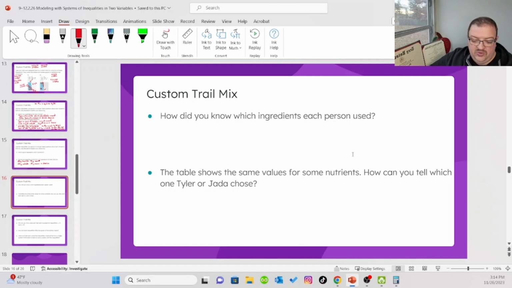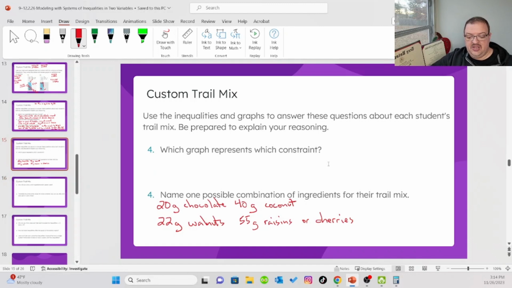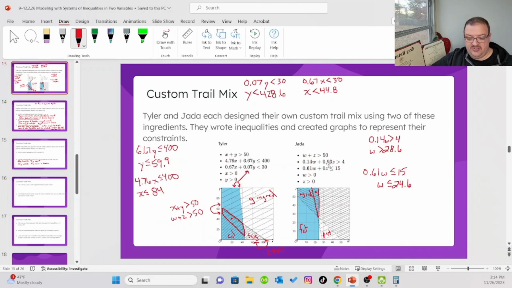How did you know which ingredients each person used? We matched up the coefficient combinations to find an ingredient that had the same combination of numbers for their nutrition. The table shows the same values for some nutrients. How can you tell which one Taylor or Jada chose? We need them to match up in pairs.